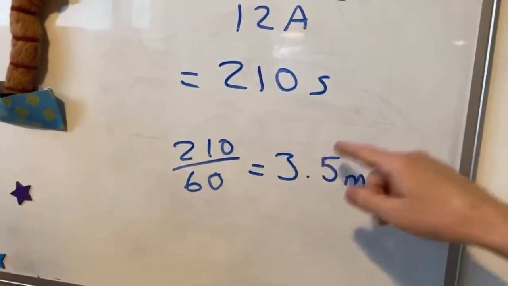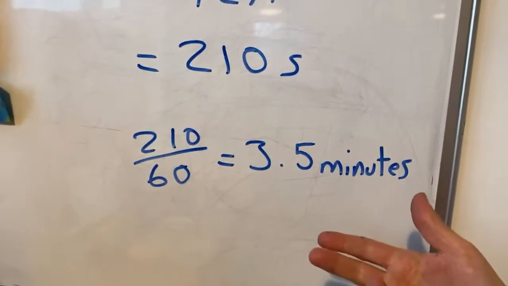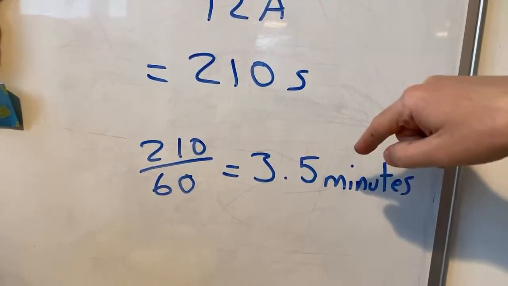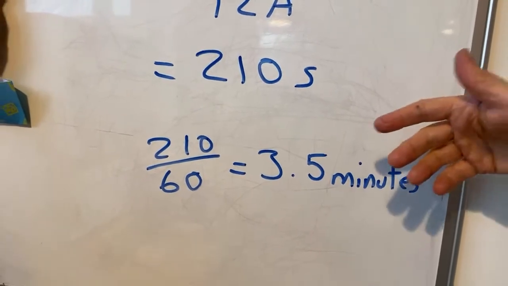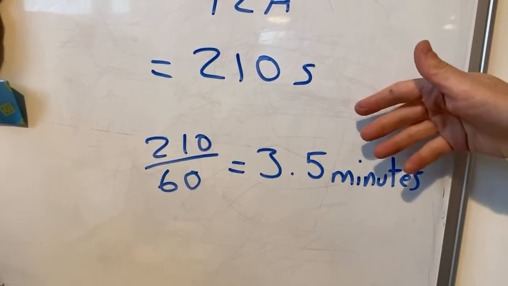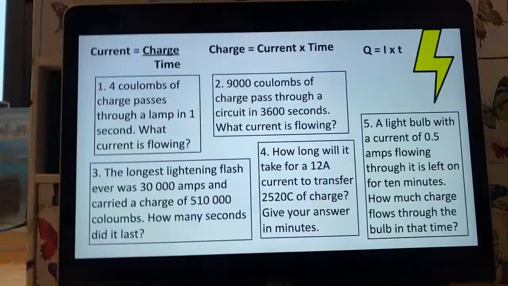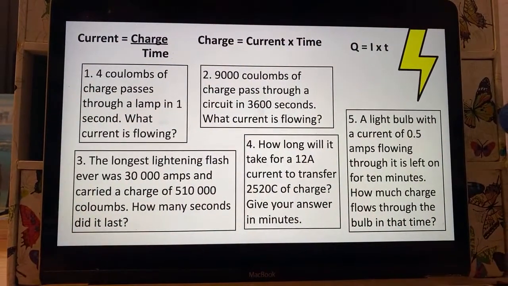If you're not so good at this kind of thing and you can't see what to do, just make sure you really check your answer. Like if you accidentally did 210 times 60, then you'd get an answer in thousands. And obviously 210 seconds isn't going to be thousands of minutes. So if you're not sure, then just keep checking and thinking about it. Right, last one.